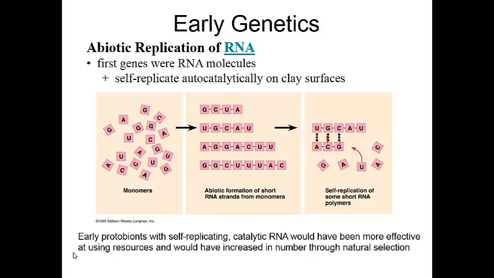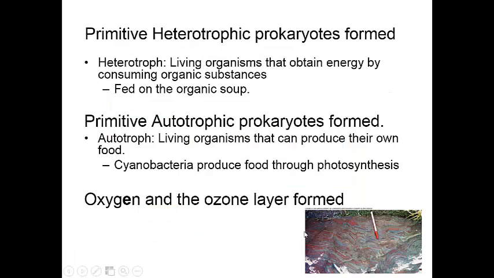These early protobionts with self-replicating catalytic RNA would have been more effective at using resources and would have increased in number through natural selection. According to the heterotroph hypothesis, the first living organisms were heterotrophic prokaryotic bacteria. To be a heterotroph means that you need to consume food for energy. And scientists believe that these heterotrophic bacteria fed on the organic soup.